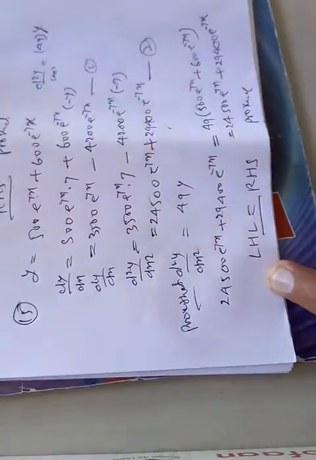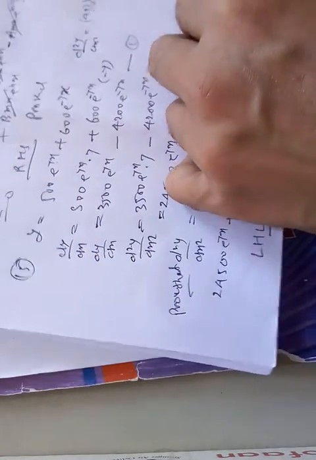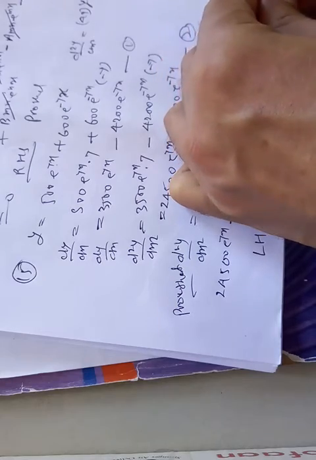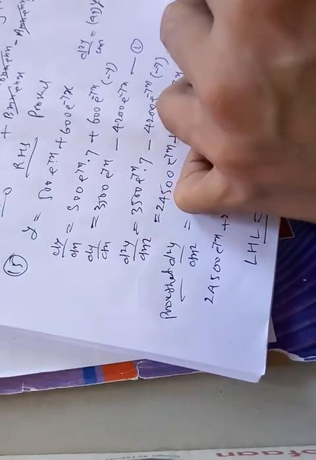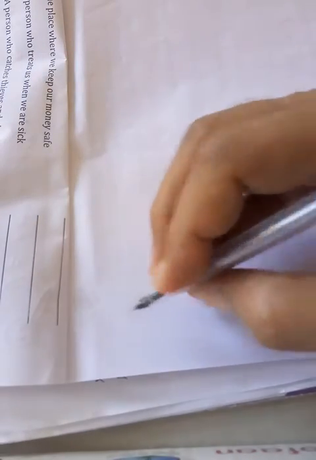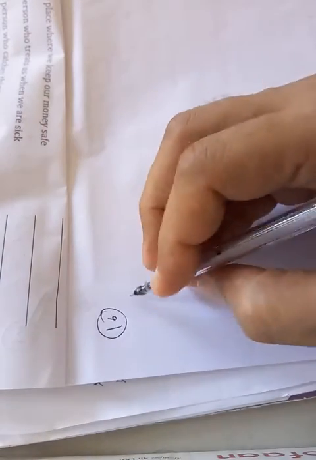This is a very small, simple question, no trouble. Next question. Now let's take question number 16. This is the same type of question.